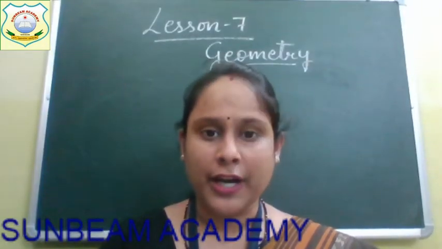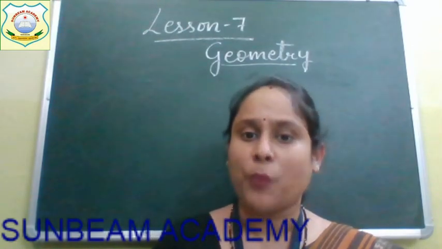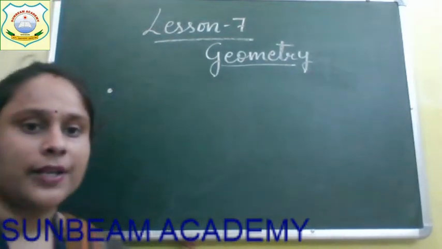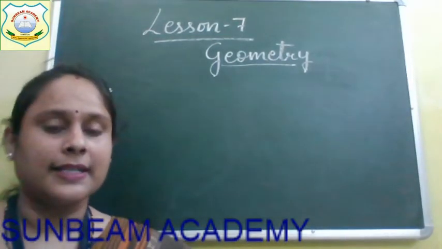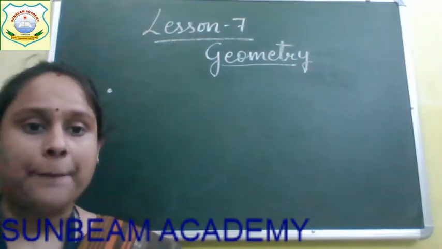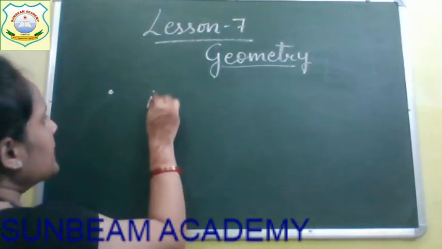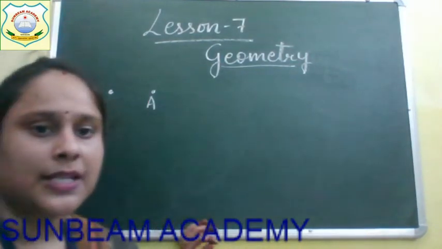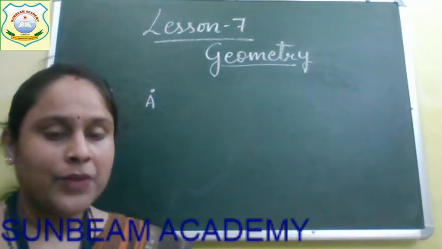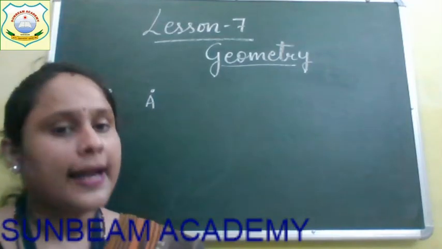Yesterday we have read about point. The first thing that we have read in geometry is point. See children, this is a point. This is also known as a dot. A point is represented by a dot. And a point is always written in a capital letter. Like if we are writing point A, it is always represented with a capital letter. You will never write point A in a small letter. So a point is represented by a dot and it is always written in a capital letter.